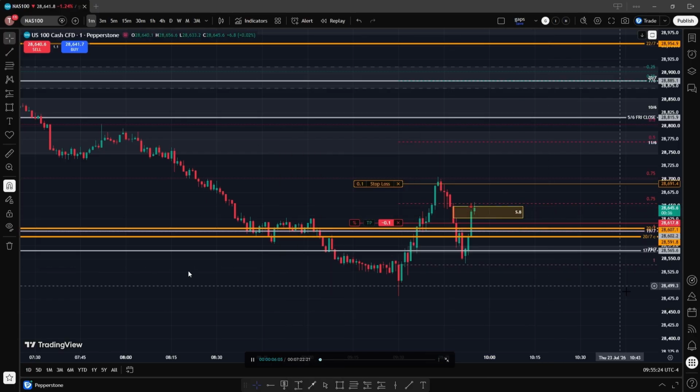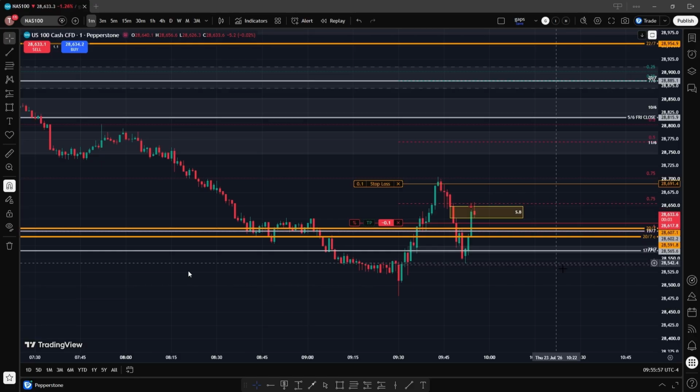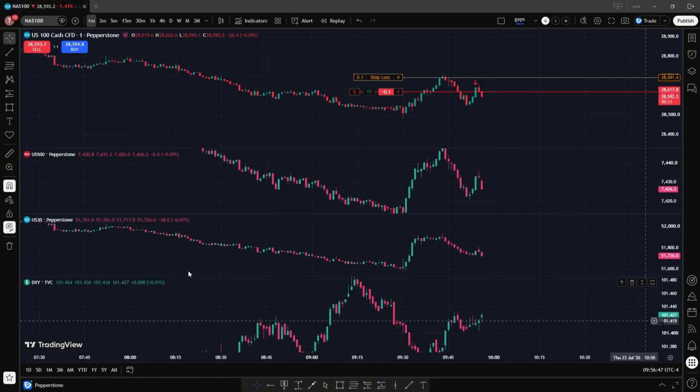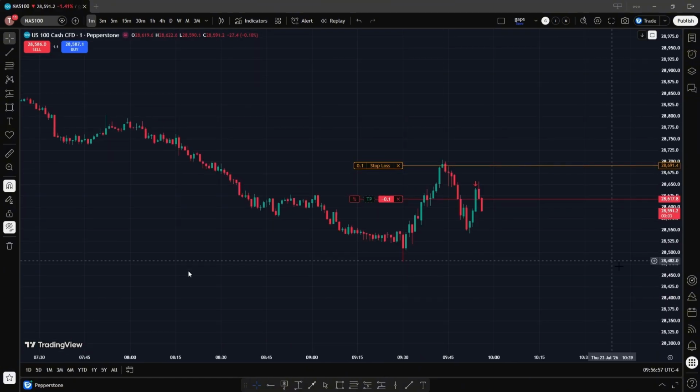So today, simply looking at a trade that I took during the 23rd of July. Okay, so entry was taken at the fair value gap with the 950 macro.